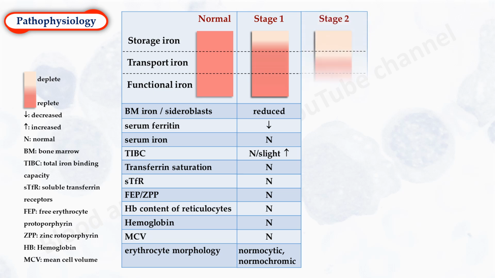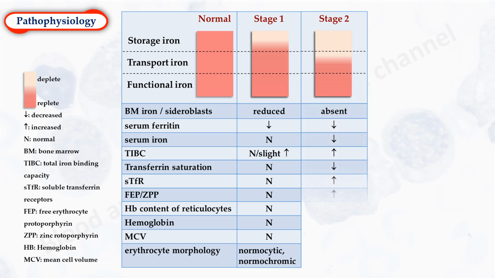The second stage of iron deficiency is defined by iron-deficient erythropoiesis and the exhaustion of the storage pool of iron. Prussian blue stain of the bone marrow in stage 2 shows essentially no stored iron and sideroblasts. The serum iron, serum ferritin and transferrin saturation levels decrease, whereas total iron binding capacity increases.